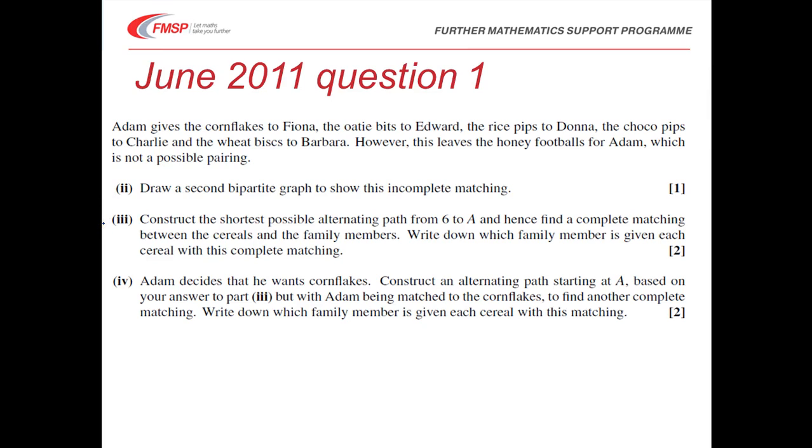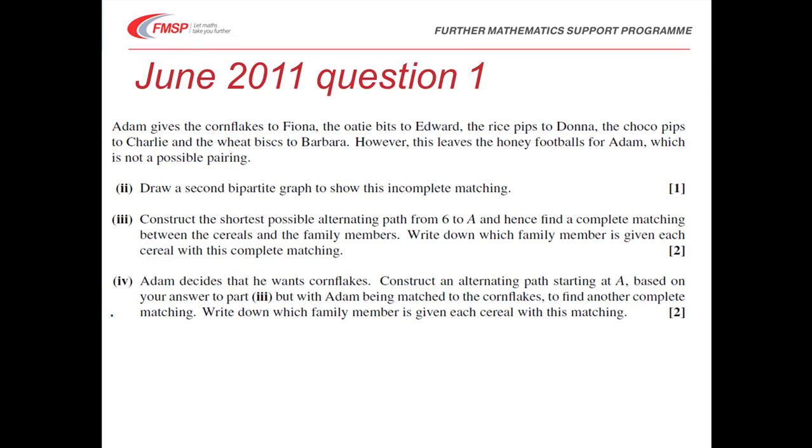And then in part 3 we're asked to construct a shortest possible alternating path from 6 to A and hence find a complete matching between the cereals and family members. Just be careful, it does say write down which family member is given each cereal with this complete matching. Then Adam decides he wants cornflakes, so we have to construct an alternating path starting at A based on your answer to part 3, but with Adam being matched to cornflakes, to find another complete matching. And we've got to write down which family member is given which cereal.